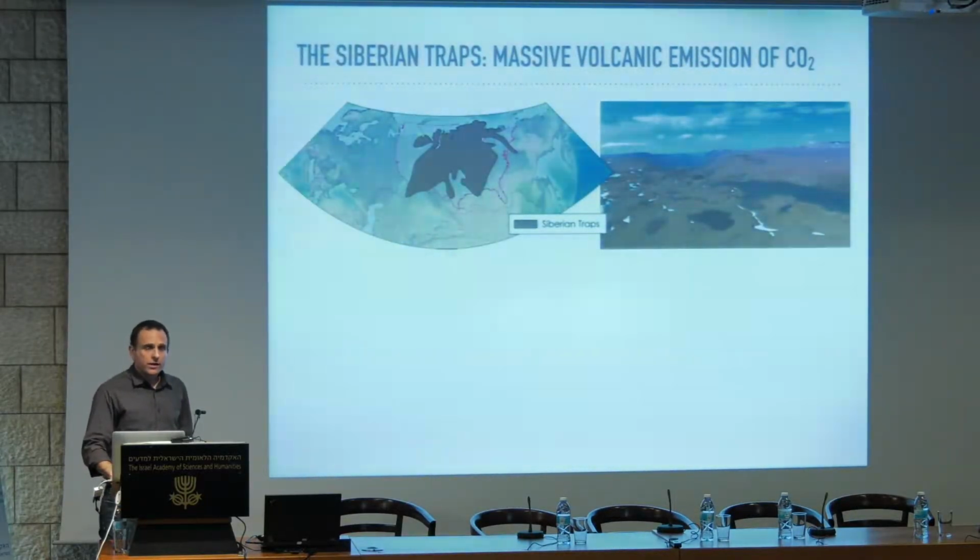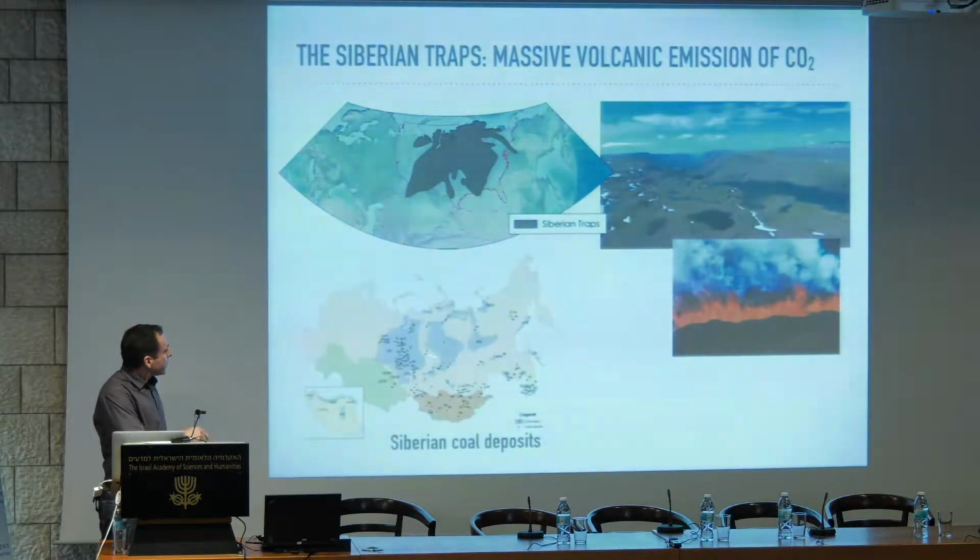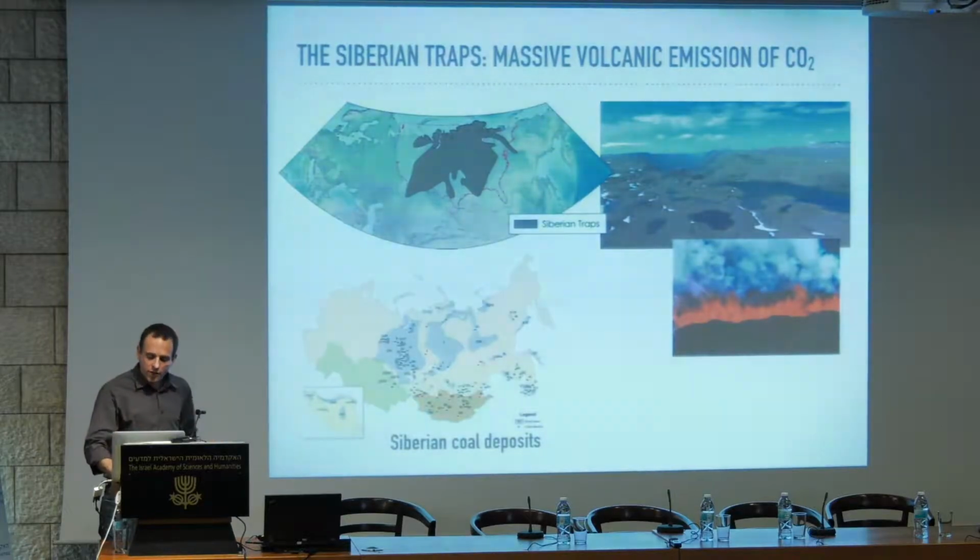And I won't go into any details about this, but this is because of major volcanic eruptions that emitted massive amounts of carbon dioxide into the atmosphere, because of these massive, what are called flood basalts, the Siberian traps. You can see the US for scale here, they covered a huge area and they erupted through fissures, but they came up through major coal deposits. These are Russia's economic coal deposits. They came up through major coal deposits and emitted a lot of carbon dioxide.